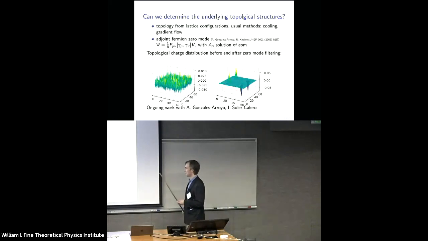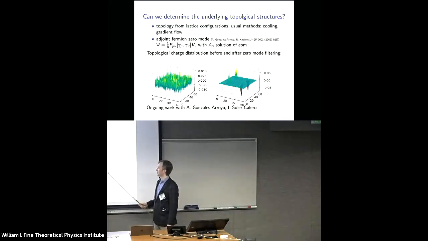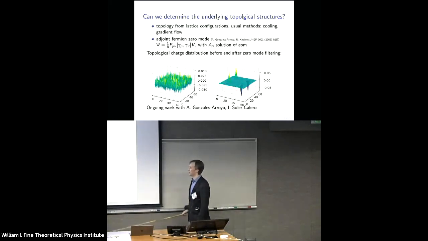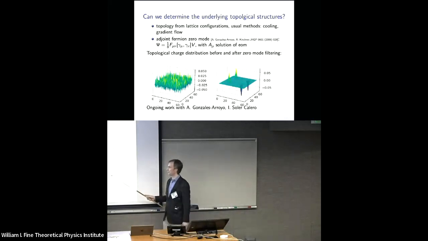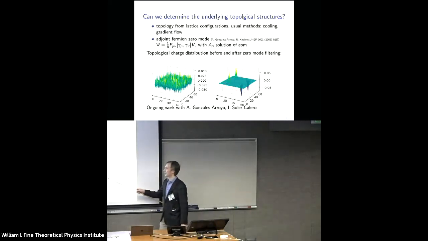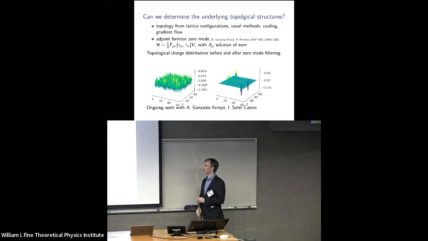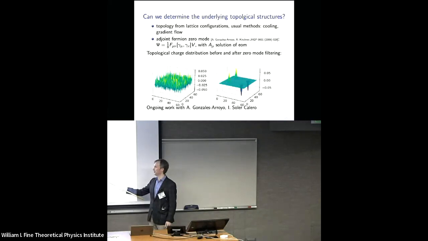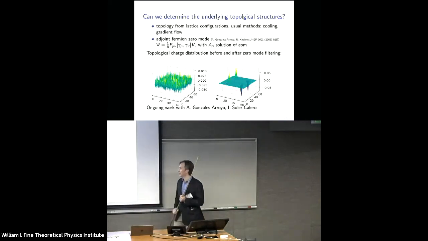One additional method, which I found quite interesting, is that you also can use an adjoint zero mode of the adjoint Dirac operator, which gives you, if you have a background gauge field that is a solution of the equation of motion, something that you can relate then to the topological density. So you can extract basically the information about F F dual just from this zero mode.